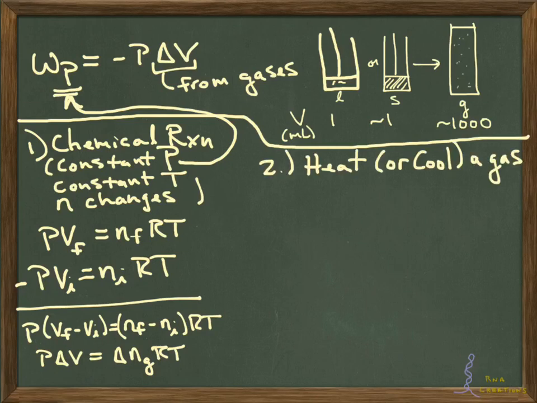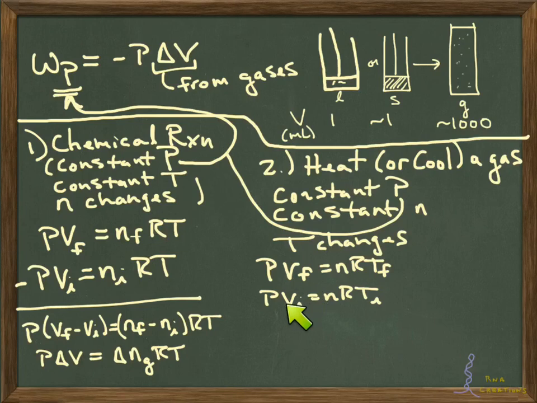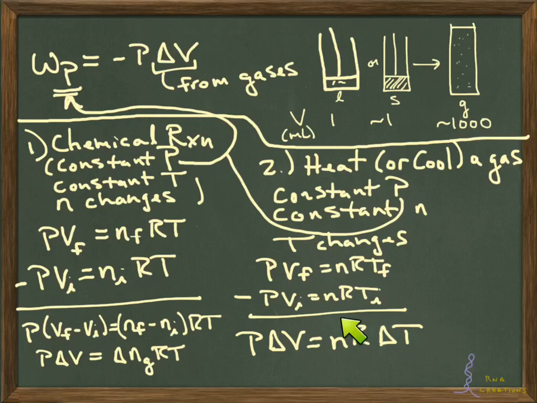We can also heat or cool a gas. This is likewise done at constant pressure for W sub P. Because we're heating or cooling a gas, we're not changing the number of moles of gas, but we're changing the temperature. We can write down the equations for the final and the initial states and subtract them. And here we're left with P delta V is equal to NR delta T. So those are the two forms of the equation that we'll use. Just be familiar with what you need and plug them in to get your W sub P term. Thanks for listening.